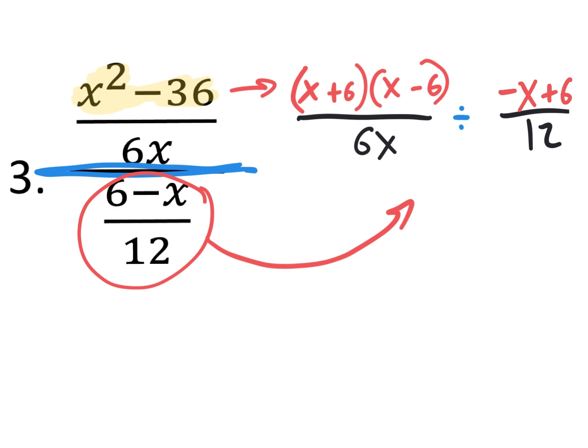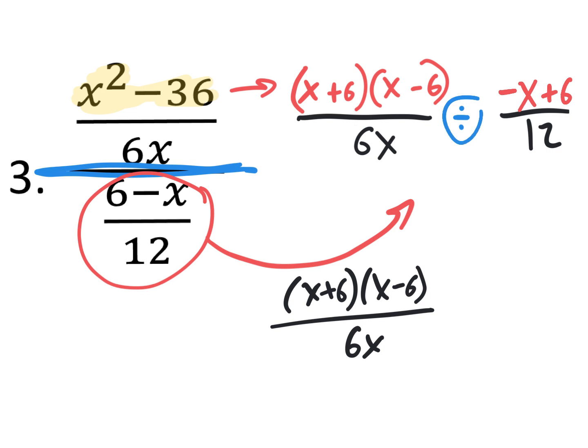So the first fraction, nothing changes. You have the x plus 6, x minus 6 over 6x. The division, we're going to change to multiplication. And the second fraction is going to flip. You're going to have a 12 up on top and a negative x plus 6 on the bottom.